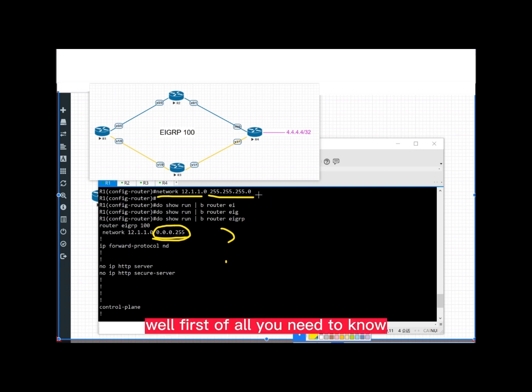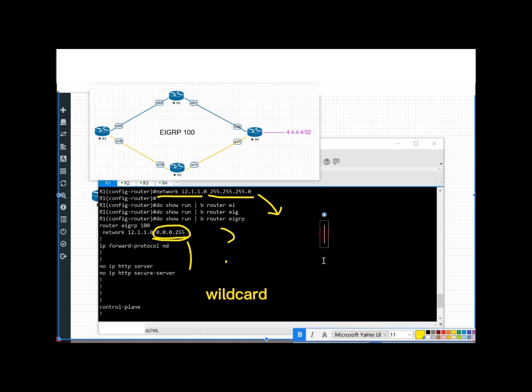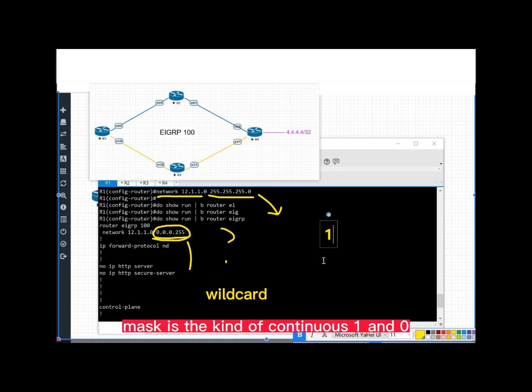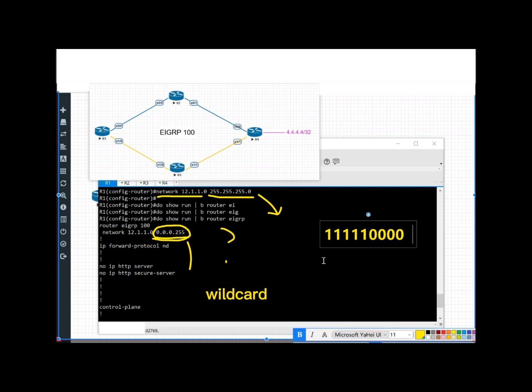Well, first of all you need to know that this thing is called a mask, and this thing is called a wildcard mask. The mask we're talking about is the subnet mask. A mask is a run of continuous 1s and 0s, with 1s in the front and 0s in the back. 1 means an exact match, the network bit. 0 means no matching, standing for random, the host bit.